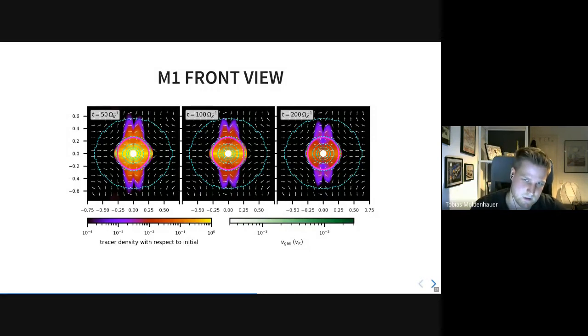And here you can see that now it's a bit elongated in the x direction, and this is because of the tidal forces of the star. So the atmosphere is a bit stretched due to the tidal forces of the star, but still approximately spherical.